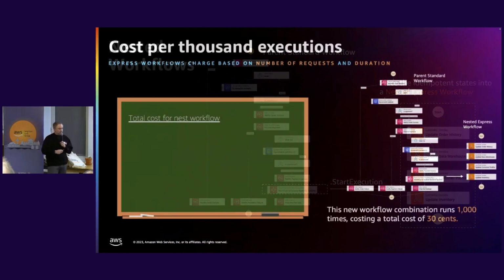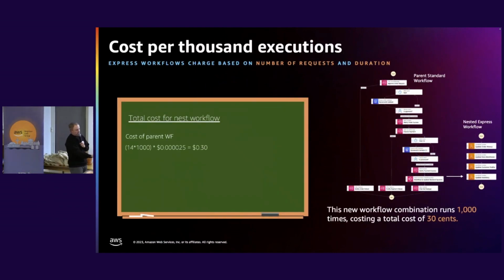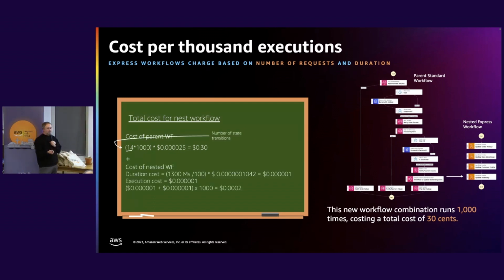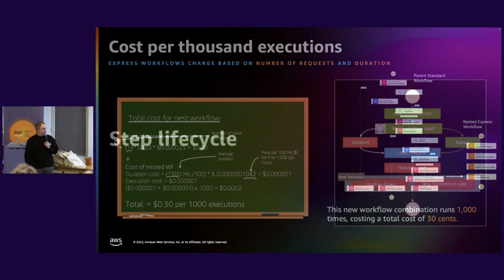And I won't spend lots of time on this. The thing to know is that I've gone down from 17 state transitions to 14, and now my parent workflow costs 30 cents and not 42. I add the cost of the two together. Well, my Express workflow is tiny. It doesn't even affect the overall cost. The overall cost of running this now as a combined thing is now 30 cents. And once again, I now have the power to run this for 1 year because I'm using the features of both of those workflows together.